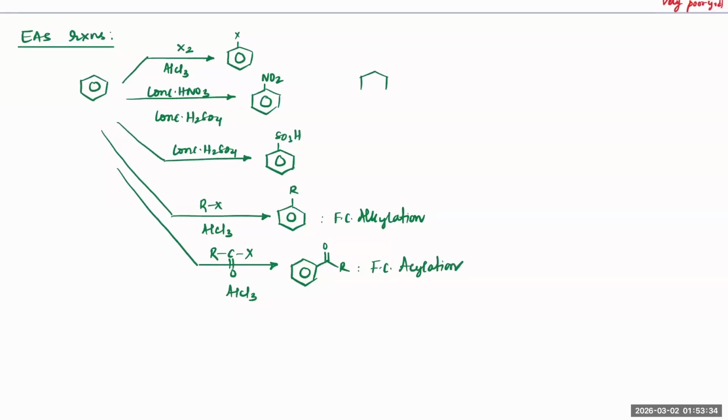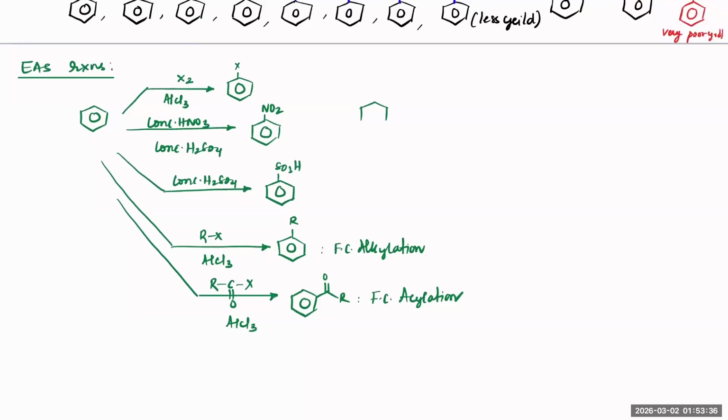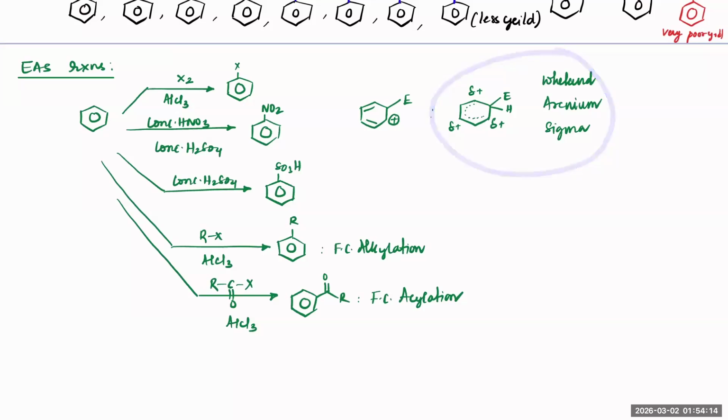The basic mechanism in all of these is the same: they all have an electrophile being added, giving an intermediate like this. When you write this intermediate in terms of its resonance hybrid structure, it will be E and H with delta positive moving across these three places. We call it an arenium complex, or sigma complex. These are the names for this complex.